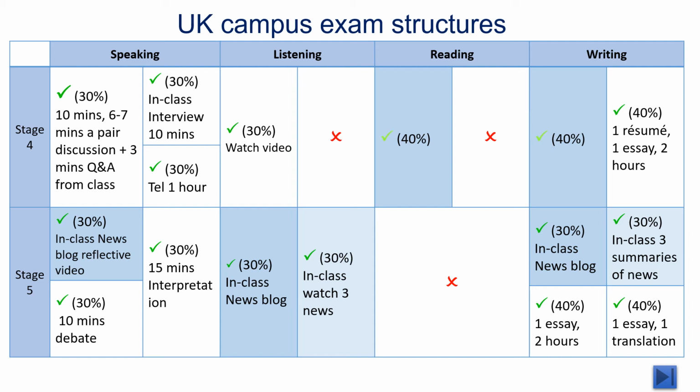And in stage 5, if you look at the darker blue, this is one assessment, but assessing 3 different skills. For example, they listen to the news, and they debate, and they create a reflective video. Then they write a blog about the news. And in semester B as well, they watch the news in class, then they write a summary of the news as part of the written exam.